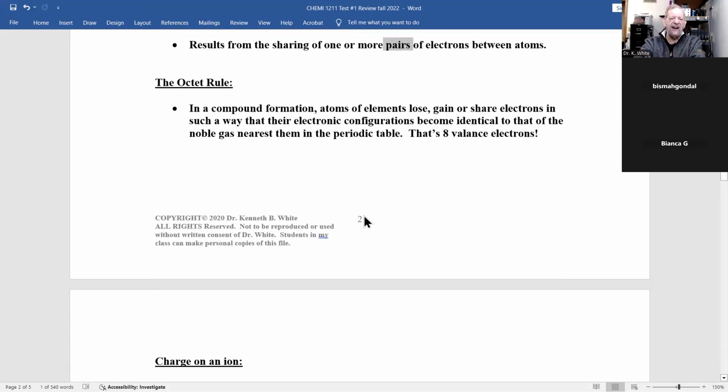Now, there's something called the octet rule, which I'll never ask you what it is, but you should know how to use it in compound formation. In other words, forming chemical bonds for molecules. Atoms of elements lose, gain, or share electrons in such a way that their electron configuration is identical to that of the nearest noble gas, meaning they try to lose, gain, or share so they get 8 valence electrons.